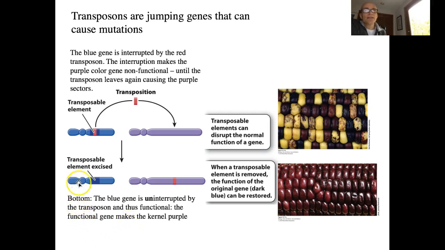So here on the bottom, let's start with the bottom actually. We have a blue gene. This is the blue gene, and it's uninterrupted. It's just a normal gene. It's making its protein, and it's functional. And what it's doing is it makes a purple color that you can see on these corn kernels. So these are corn cobs. And you see that these kernels are purple, and it's because this particular gene makes that purple color.